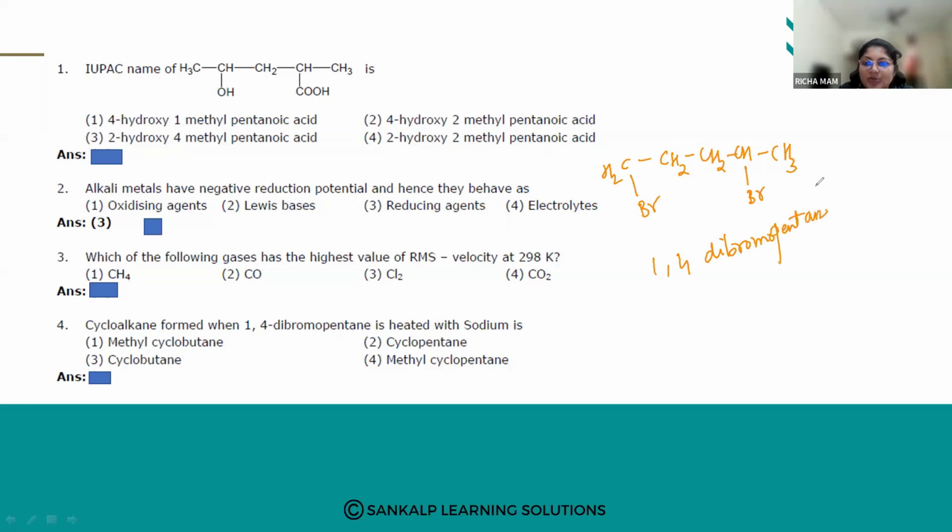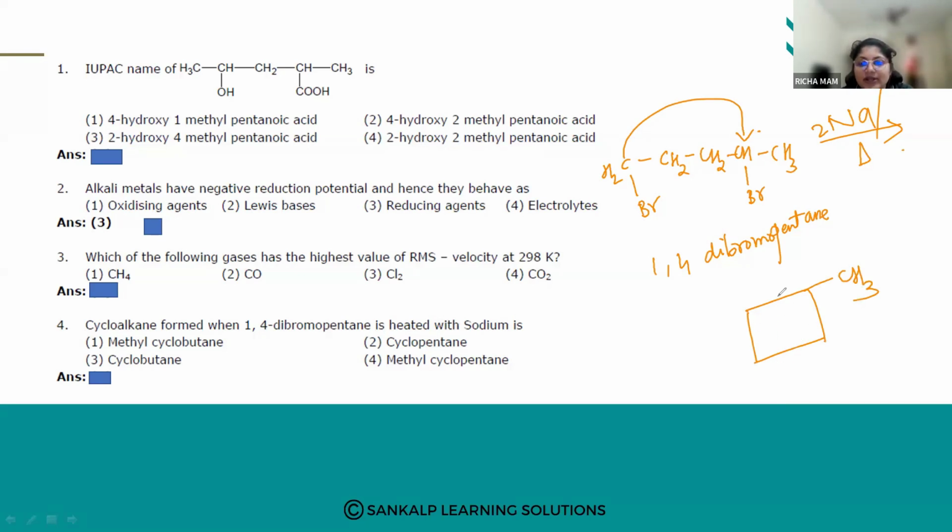So what is happening? This 1,4-dibromopentane you have heated with sodium. What are you going to get when you heat it with sodium? So this will join like this, forming a ring, with CH3. So you are going to get a cycloalkane.